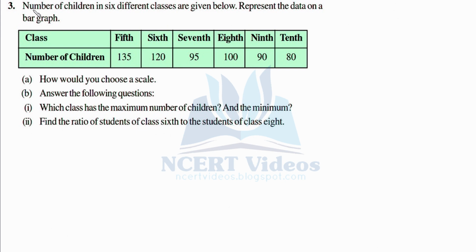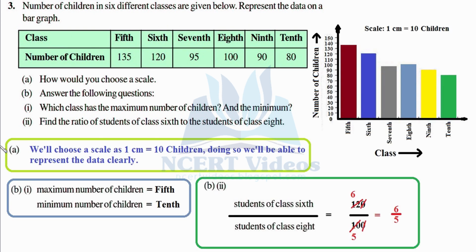Question third. The number of children in 6 different classes is given below. Represent the data on a bar graph. So this is your data. You have to represent it in a bar graph. A part, we'll choose a scale as 1 centimeter equals 10 children. Doing so, we'll be able to represent the data clearly.